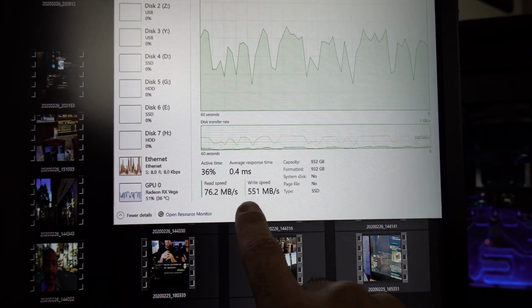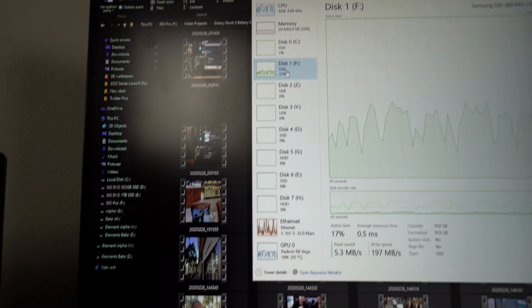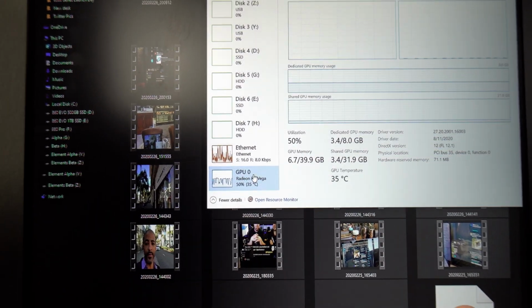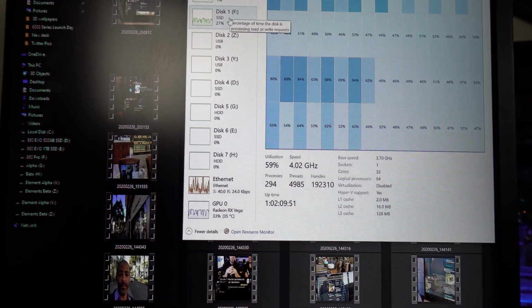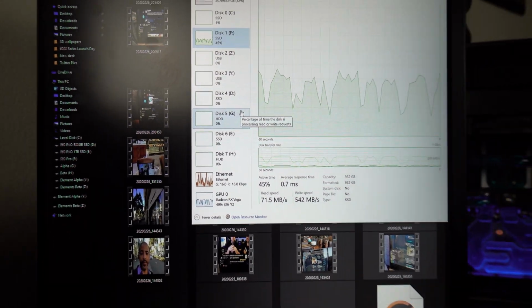You'll see that the write speeds are well above what a SATA SSD can do. And overall, this is looking like a very fluid project that's being handled, but definitely the Samsung 980 Pro is not the bottleneck whatsoever.